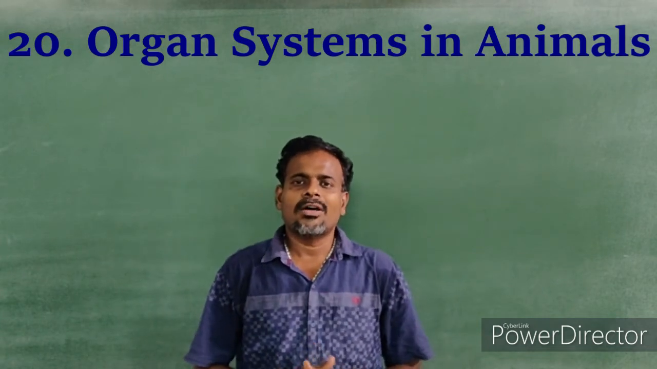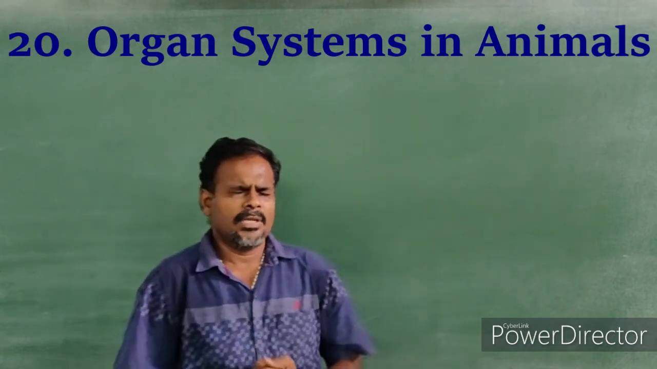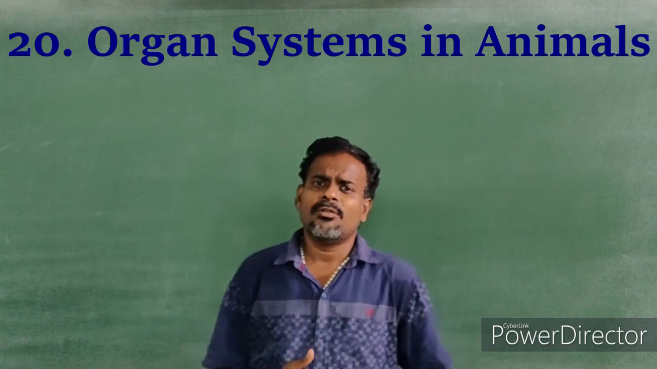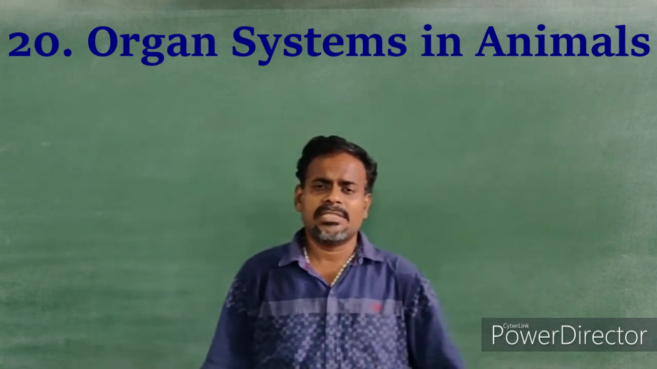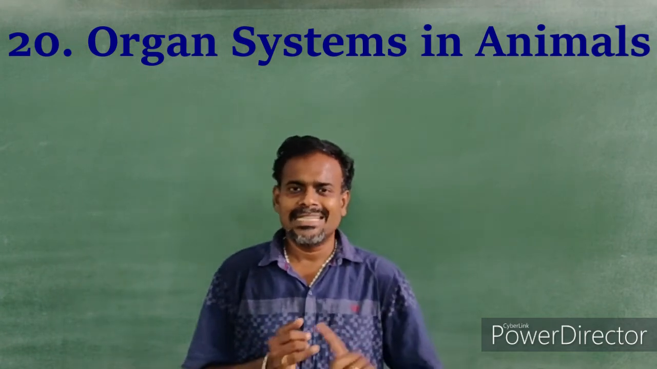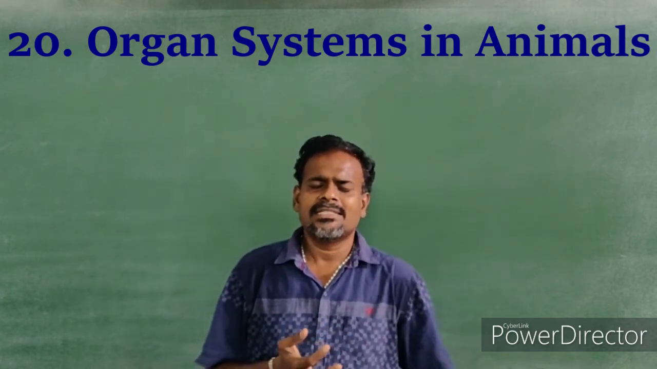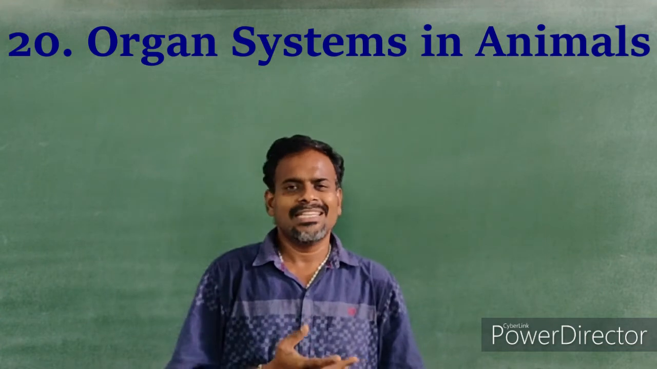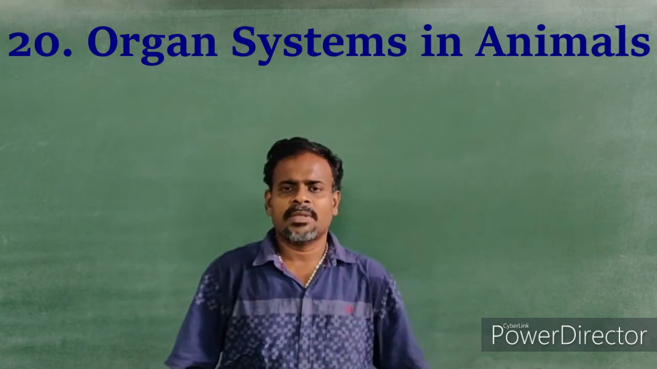Chapter 20, Organ Systems in Animals. Even though there are various systems in our body, like skeletal system, muscular system, in this lesson we are going to learn only three systems. One is digestive system, excretory system, and reproductive system in animals, especially humans.